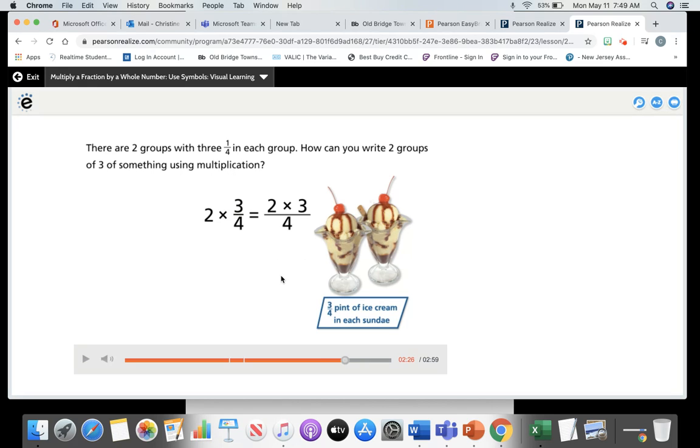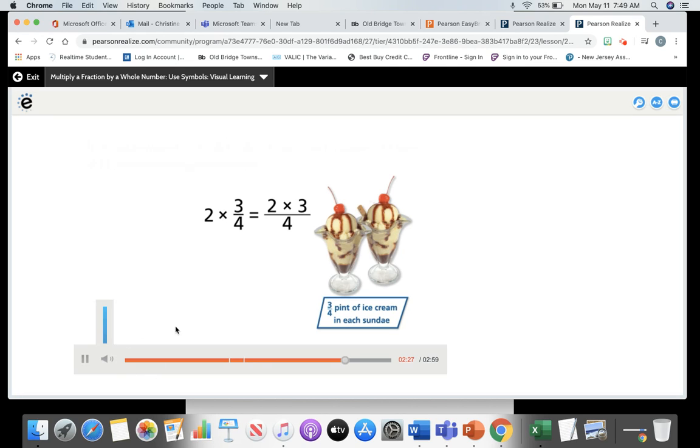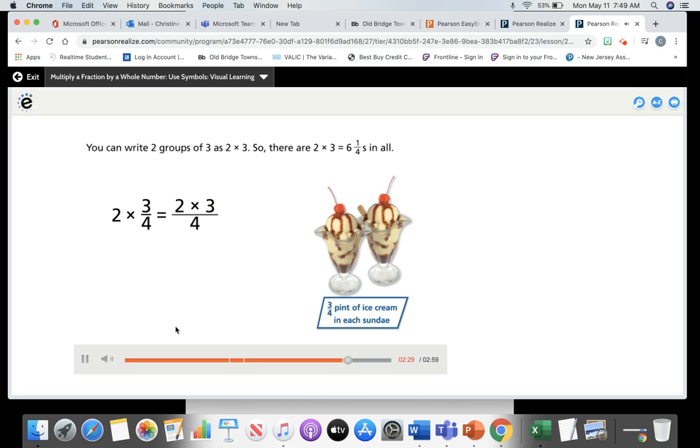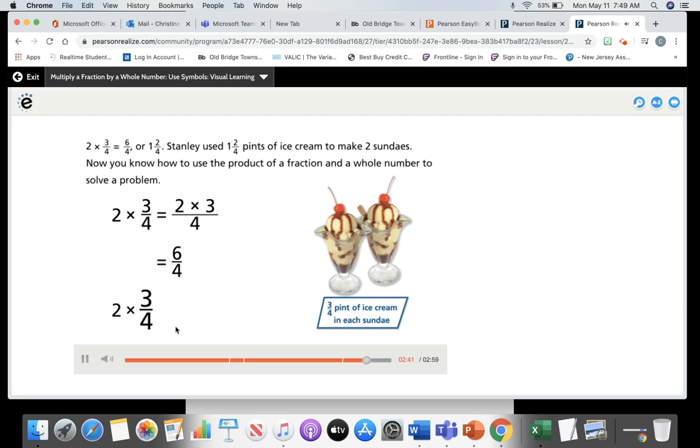How can you write 2 groups of 3 of something using multiplication? Think about that question. You can write 2 groups of 3 as 2 times 3. So there are 2 times 3 equals 6 1/4 in all. 2 times 3/4 equals 6/4, or 1 2/4.